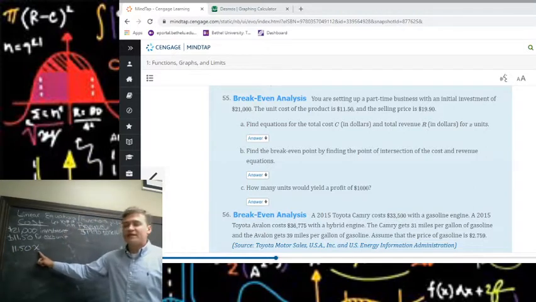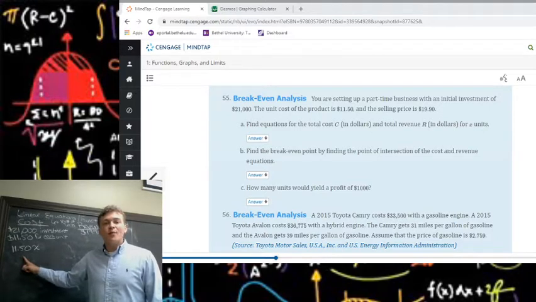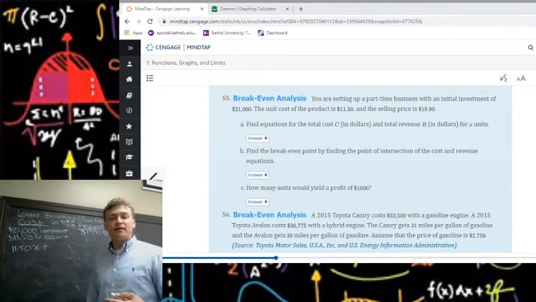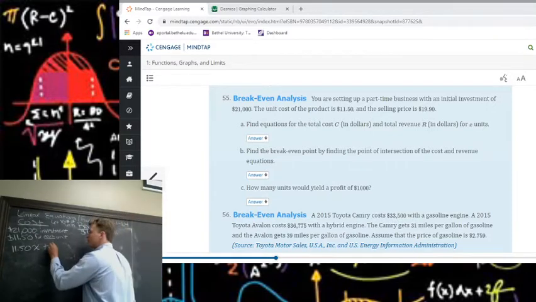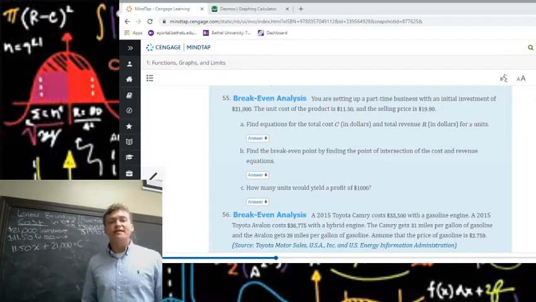right? $11.50 times X. If we have 6 units, then we'll take the 6 units, multiply it by the unit cost. But that isn't our total cost, is it? We also invested $21,000. So we must add in that investment of $21,000. That is our cost equation.